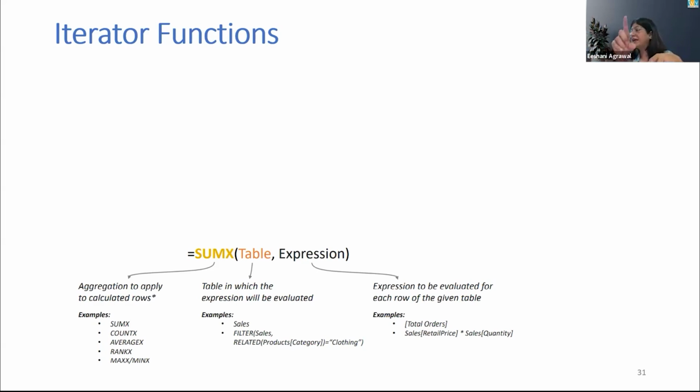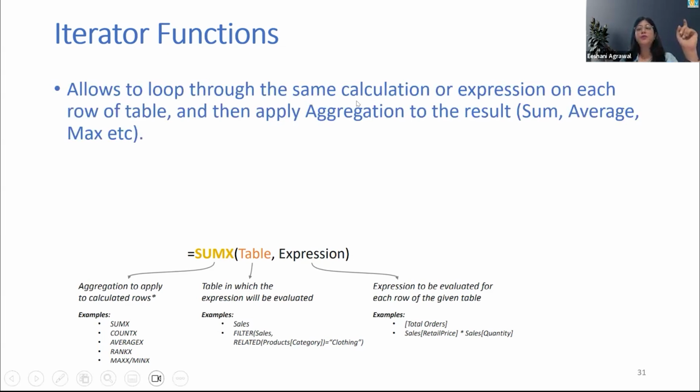This kind of activity can only happen in the iterator functions like SUMX, COUNTX, AVERAGEX, RANKX, MAXX, MINX, CONCATENATEX. There are many functions like that. So how does it work? First, you have to tell the table. Then you have to give the expression in it. They allow you to loop through the same calculation on each row and then apply an aggregation. Think about it: it's creating a virtual column of your calculation. Once that column is ready, it does the summarization and returns one single value to us.